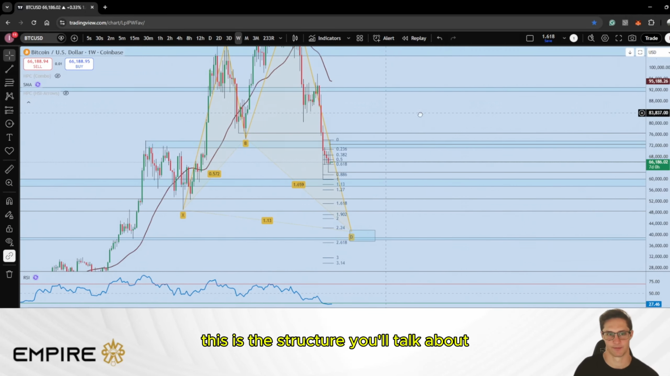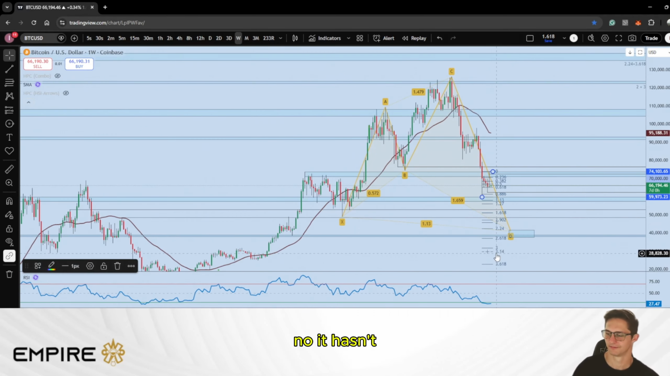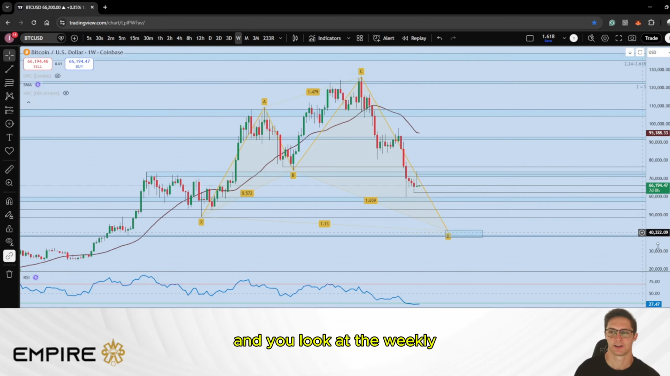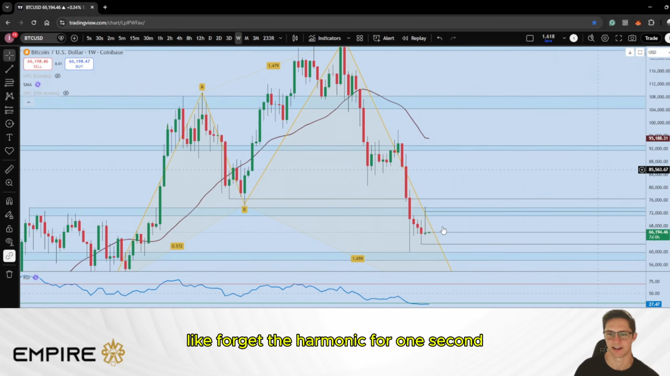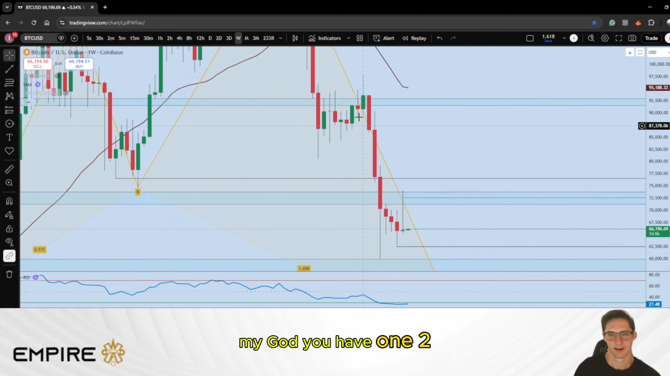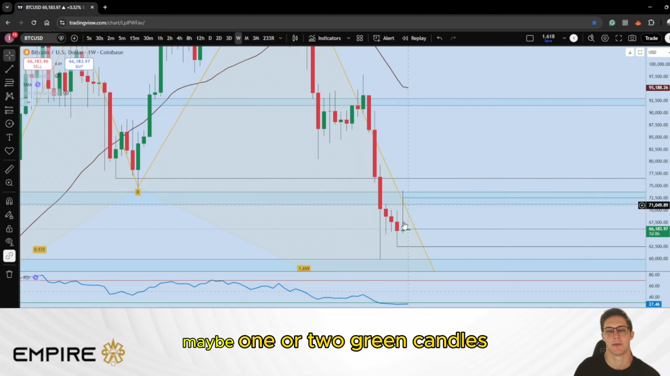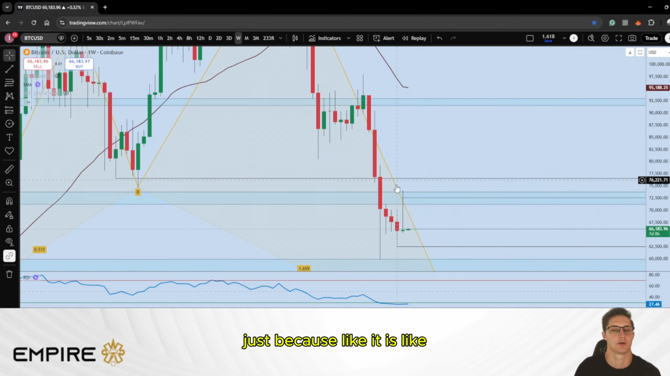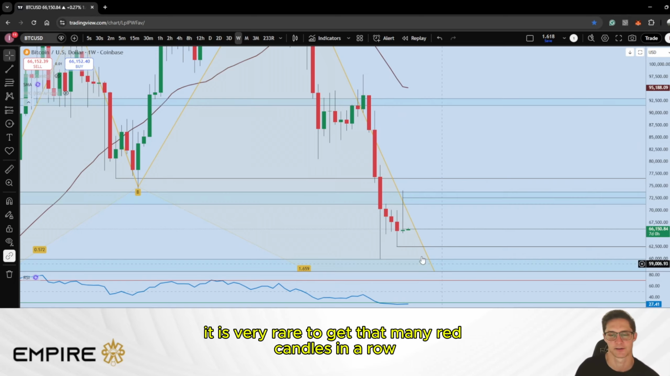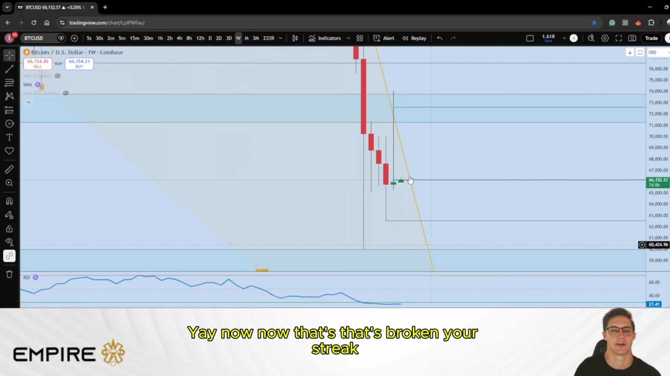This is the structure. You'll talk about, is Bitcoin bottomed? No, it hasn't. And you look at the weekly, forget the harmonic for one second. What is this weekly candle? My God. You have 1, 2, 3, 4, 5, 6 red candles in a row. And my thought was, okay, maybe one or two green candles, just because it's very rare to get that many red candles in a row. And geez, we got our green candle. Yay. Now that's broken your streak, so you can have a string of red candles again.